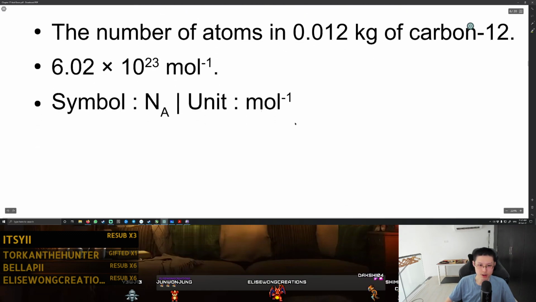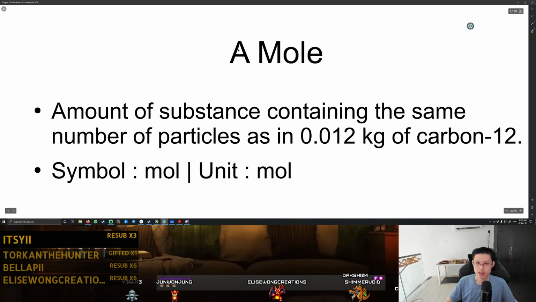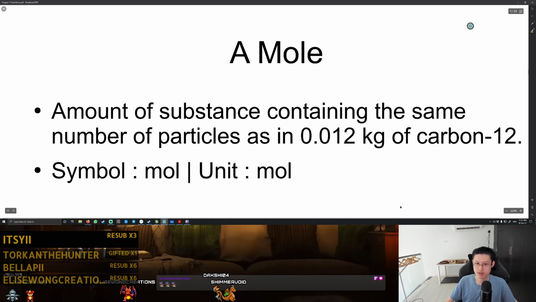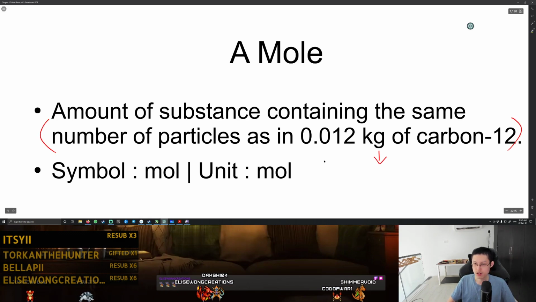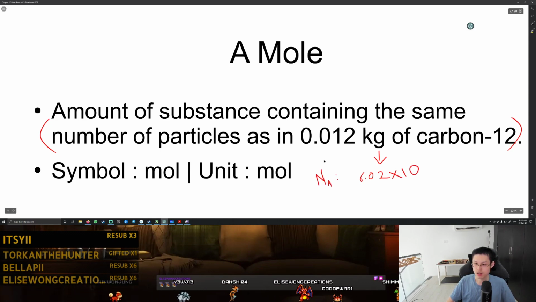Okay, right, moving on. So what exactly is 1 mole? 1 mole is the amount of substance containing the same number of particles as 12 grams of carbon-12. In other words, the amount of substance that contains 6.02 times 10 to the power of 23 particles. Okay, it's the same, so the number of particles in 12 grams of carbon-12 is the Avogadro number, which is 6.02 times 10 to the power of 23.